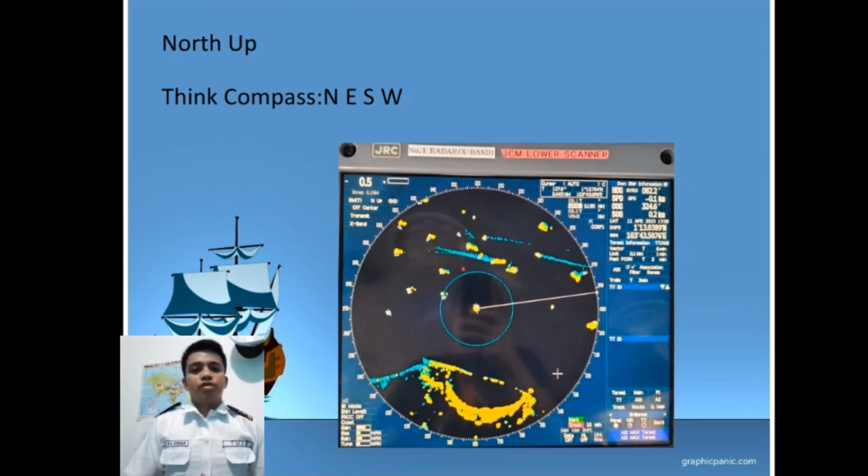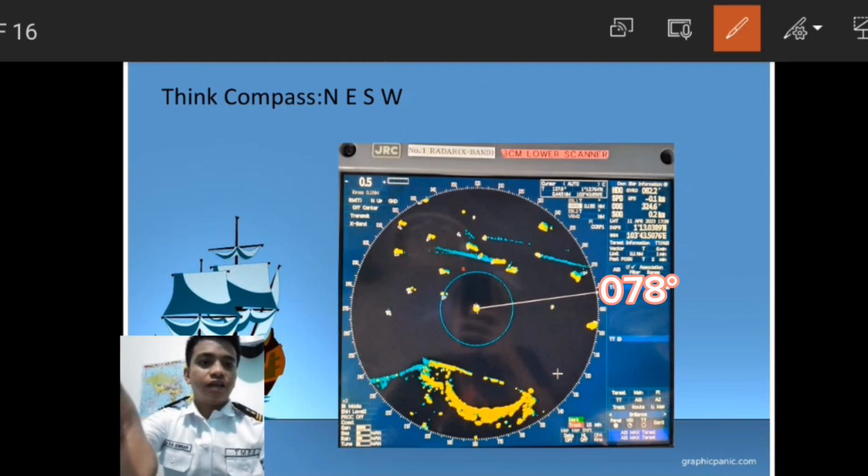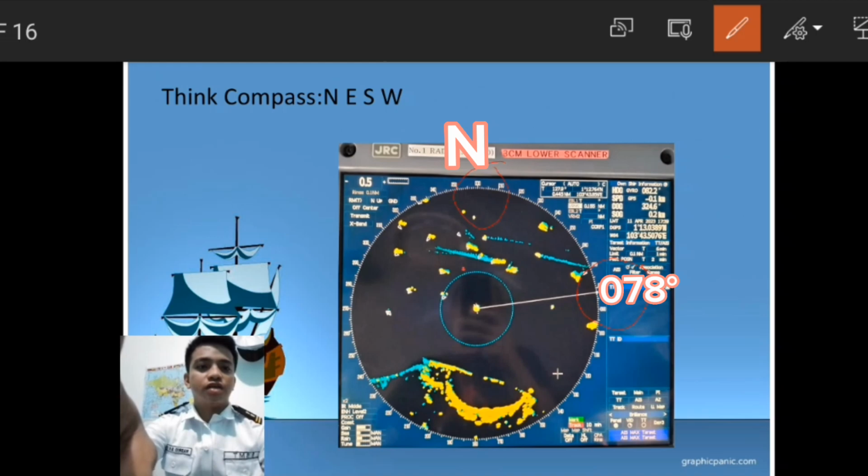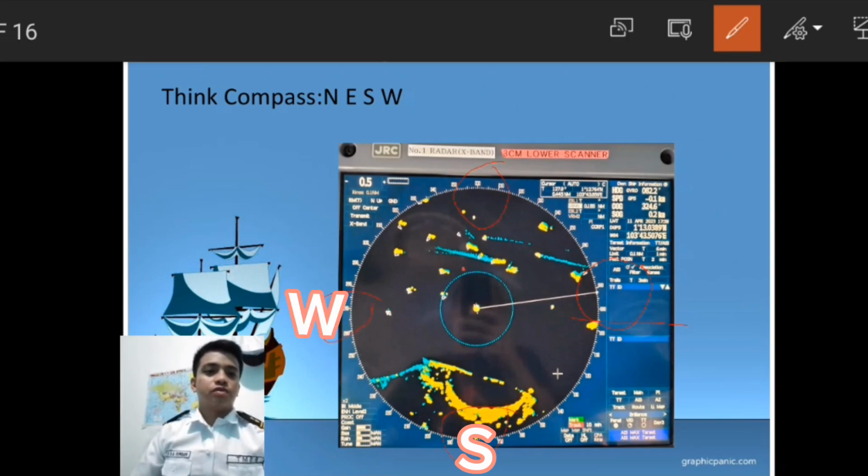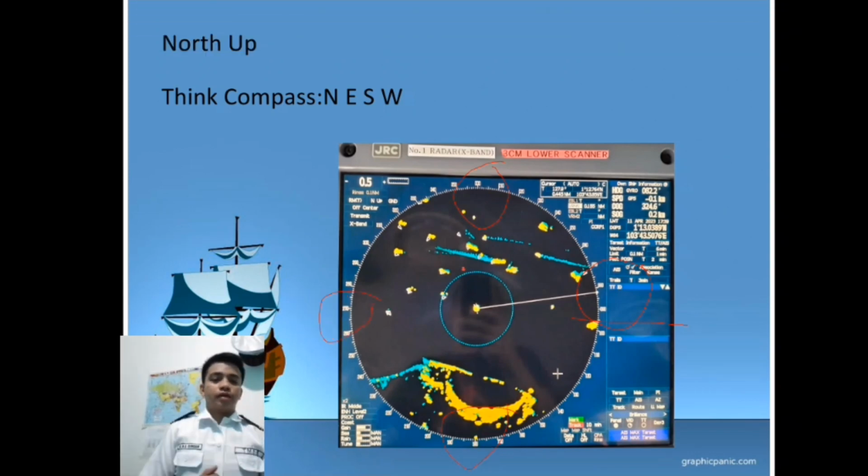The next is north up. So, think compass: north, east, south, west. So, same, we have the course of 0.78 degrees. Ito, makikita natin, yan. So, ang north is dito, 00, dito yung east, dito yung south, ito yung west. So, walang mababago sa ating GPS. So, that is the example of north up.